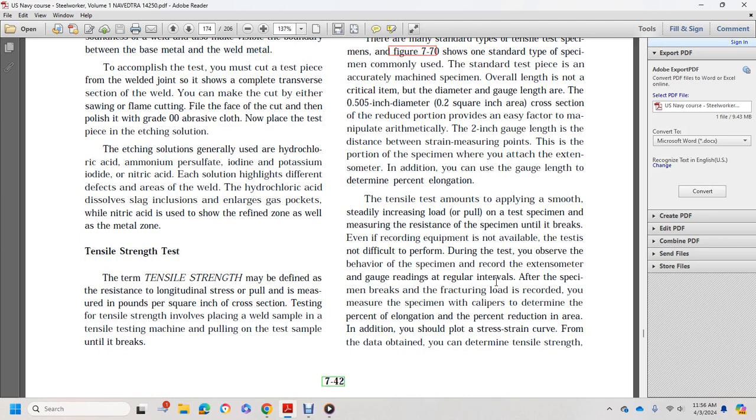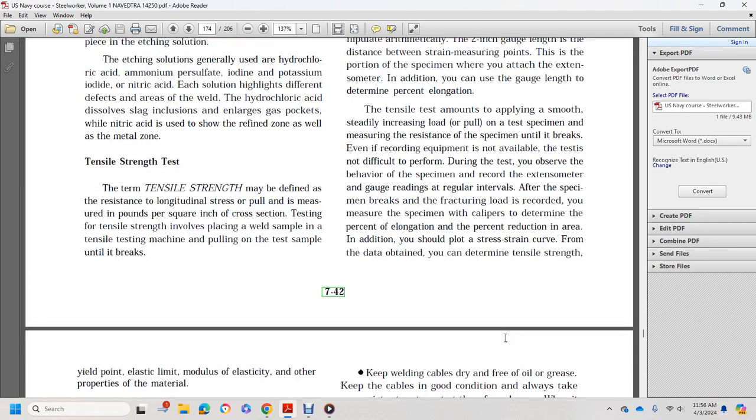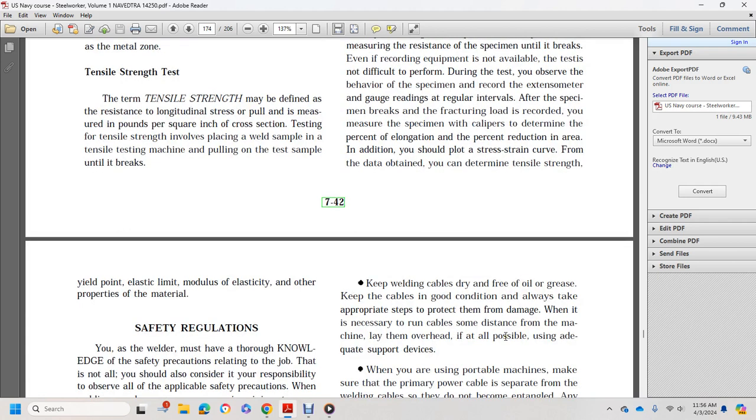To perform a tensile test, you apply a smooth, steadily increasing load, or pull, on the test specimen, measuring the resistance of the specimen until it breaks. If recording equipment is not available, this test is not difficult to perform. During the test, you observe the behavior of the specimen on the recorder, extensometer, and gauge readings at regular intervals. After the specimen breaks, the fracturing load is recorded. Measuring the specimen with calipers determines the percent elongation and percent reduction in area. In addition, you should plot a stress-strain curve. The data obtained determine tensile strength, yield point, elastic limit, modulus of elasticity, and other properties of the material.